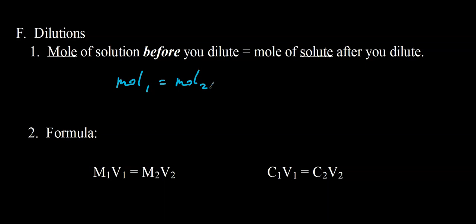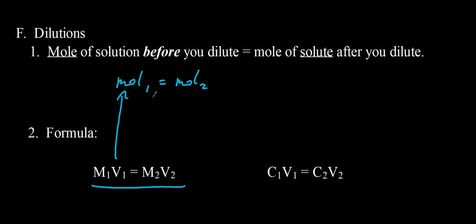Well, to get moles, we can multiply the molarity by the volume in liters. Hence, we come up with this formula for a dilution. So M1, the molarity of the solution before you dilute, times V1, the volume of the solution before you dilute. So remember, that is just moles, is equal to M2, the molarity of the solution after you dilute, times V2, the volume of the solution after you dilute.